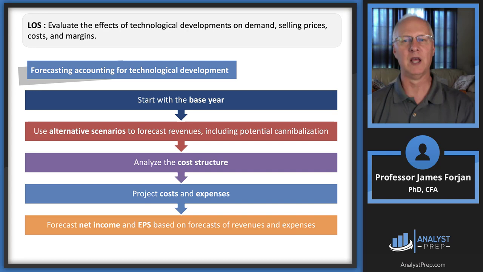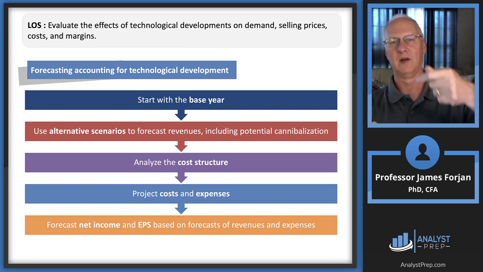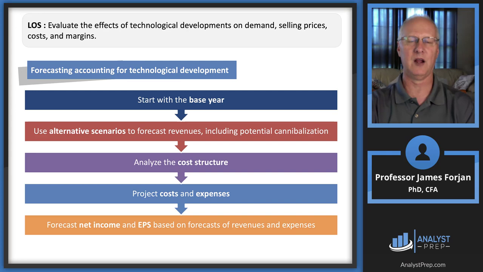All right, how do we forecast accounting for technological development? This is going to make perfect sense, right? Start with the base year. Use alternative scenarios to forecast revenues. So we put together this Excel spreadsheet, and I love this, alternative scenarios. This is what I always tell students: let's look at a best case scenario, a worst case scenario, and then a most likely scenario. Three of those scenarios is probably enough. And we're going to say, okay, the technology, what does this do? Is it going to increase my revenues by this much or this much? How about my costs, this much or this much? So analyzing the cost structure and projecting the costs and expenses. And then at the bottom of the spreadsheet, I can do net income and I can do earnings per share.